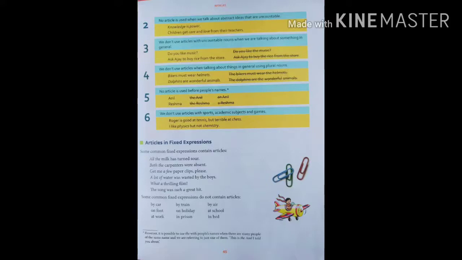Now the second point, no article is used when we talk about abstract ideas that are uncountable. Like what type of abstract ideas? Example, knowledge is power. Children get care and love from their teachers.